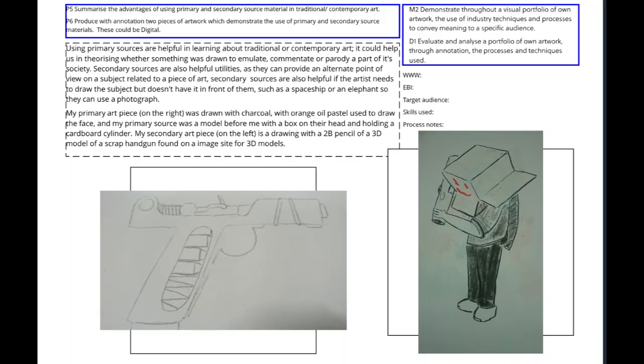For M5 and 6, I first summarised the advantages of using primary and secondary source materials in traditional and contemporary art, and then I produced 2 pieces of artwork which demonstrate the use of primary and secondary source materials. For M2, I also kept a visual portfolio of my artwork, and for D1, I annotated it.